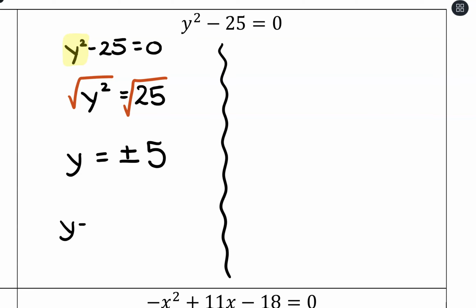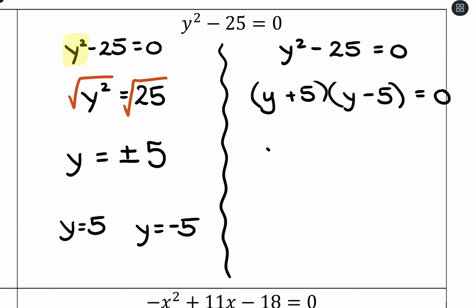Okay, another way we could have gone with this is that this could be factored as a difference of squares. This isn't always the case with these, but what we could have done is factor this, and we would have had y plus 5 times y minus 5. So we'd have y plus 5 is equal to 0, or y minus 5 is equal to 0. And solving, we would get y equals negative 5, y equals positive 5, and we get to that same spot.